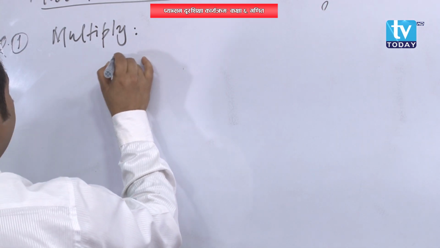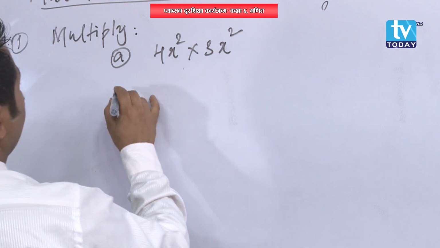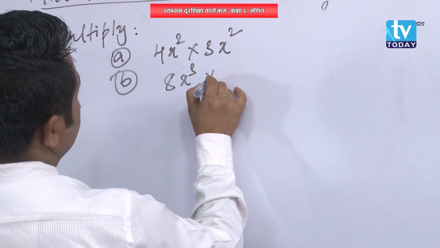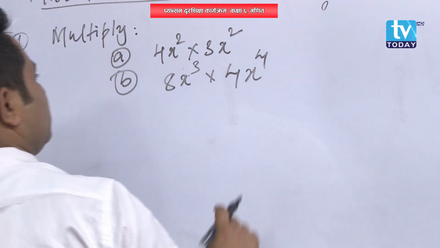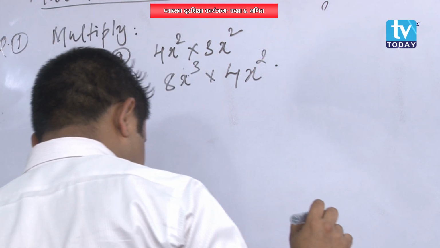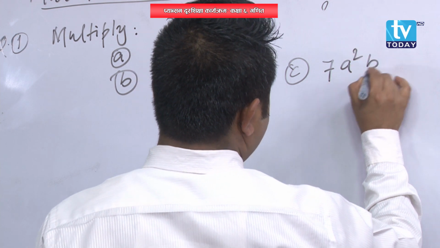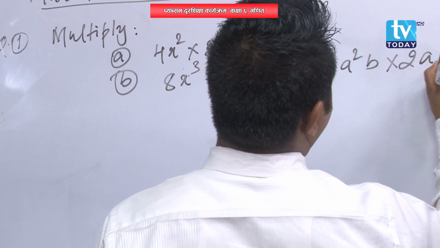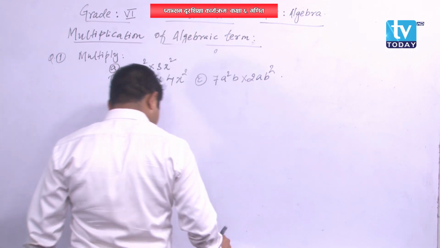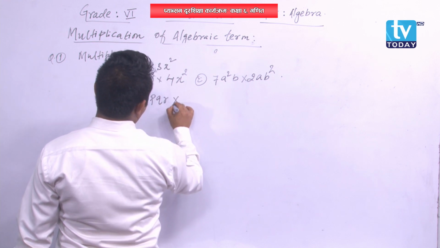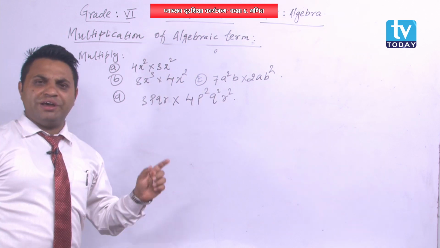Now question number 1. Multiply: a, 4x square into 3x square; b, 8x cube into 4x square; c, 7a square b into 2ab square; d, 4p square q square r square. Okay, I am leaving these 4 questions for you as a home assignment.